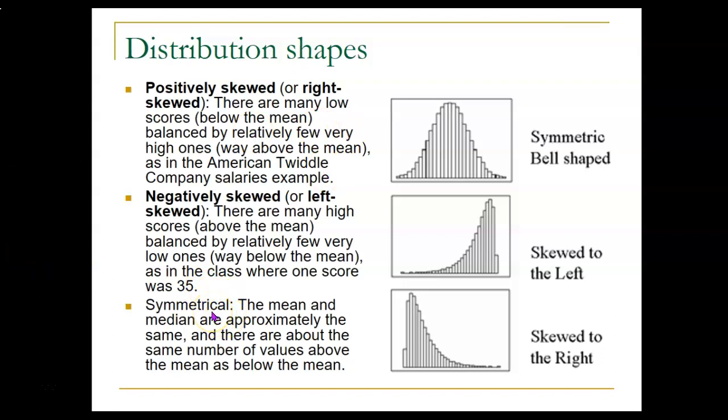And then if it's not skewed either way, it's symmetrical. And that means the mean and the median are approximately the same as one another, and there are about the same number of values above the mean as there are below the mean.